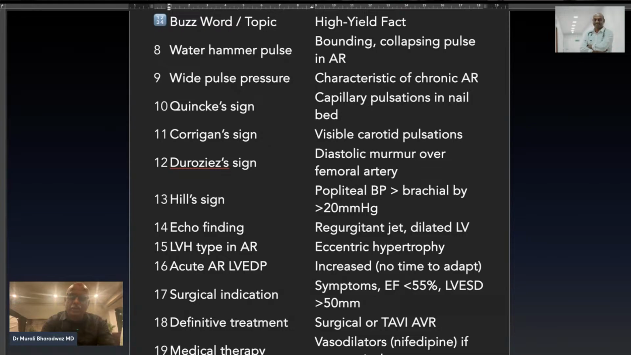Why is it more in the lower limb than the upper limb? Explain like a class 5 student.